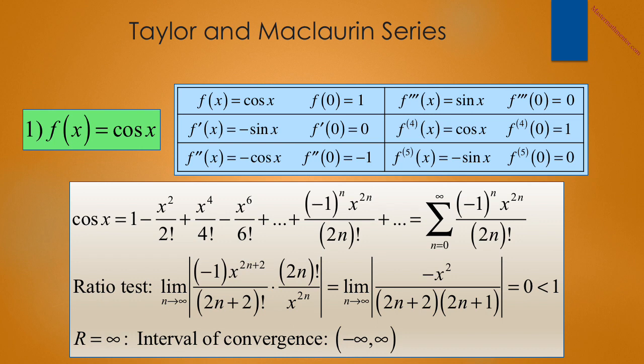F double prime of x is equal to negative cosine of x, and f double prime of 0 equals negative 1. F triple prime of x is equal to sine of x, and f triple prime of 0 is equal to 0. The fourth derivative of f of x is equal to cosine of x, and the fourth derivative at 0 is 1 again. The fifth derivative is negative sine of x, and the fifth derivative at 0 is equal to 0. We now build our Maclaurin polynomial using our coefficients.